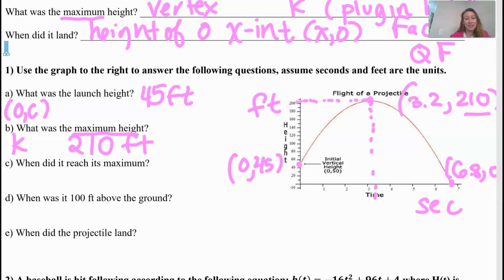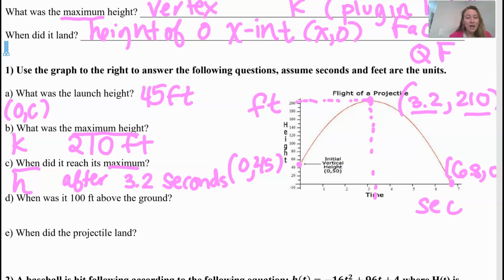When did it reach its maximum height? When? Oh, and maximum, we're looking for the h value. So we want to identify what feature we are looking for and then use the appropriate strategies. So of course, here just looking at the picture, the h value of the vertex is 3.2. So when did it reach its maximum? After 3.2 seconds.